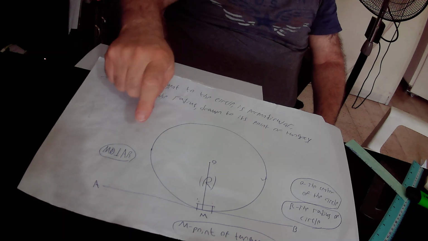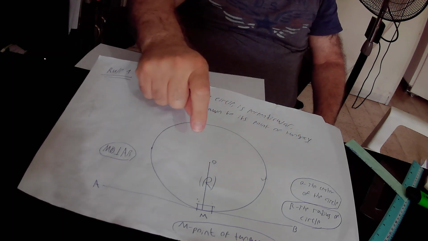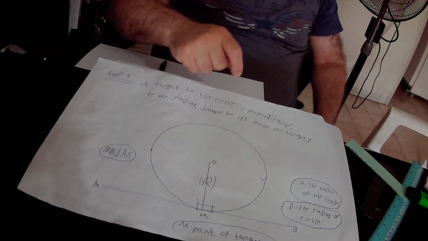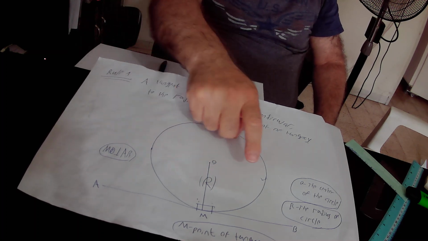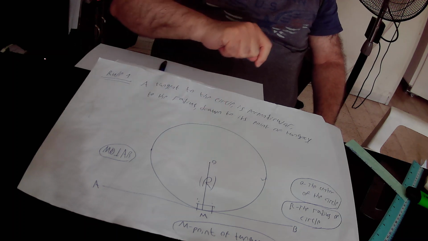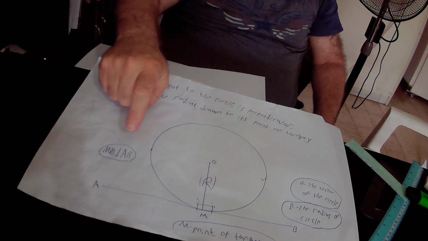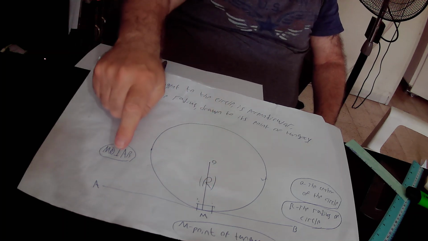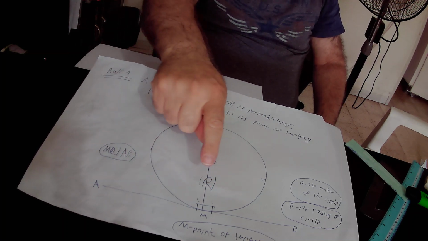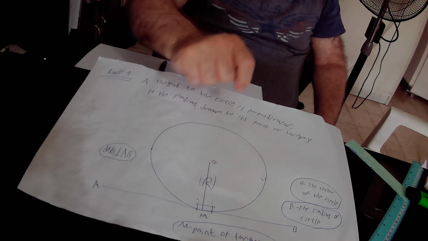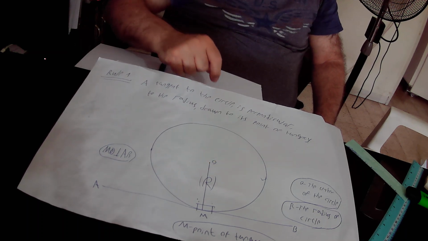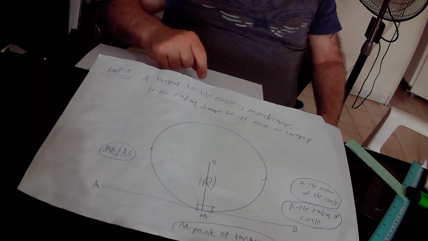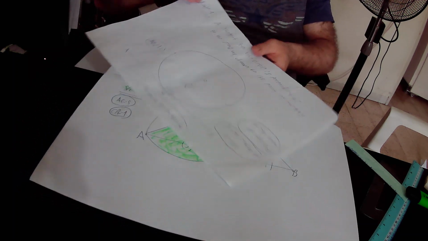And because of the fact that AB is perpendicular to MO, it means that AB is the tangent to this circle at point M. Again, because AB is perpendicular to the radius MO, AB is the tangent to this circle at point M. So I can actually implement rule 1 in our drawing.